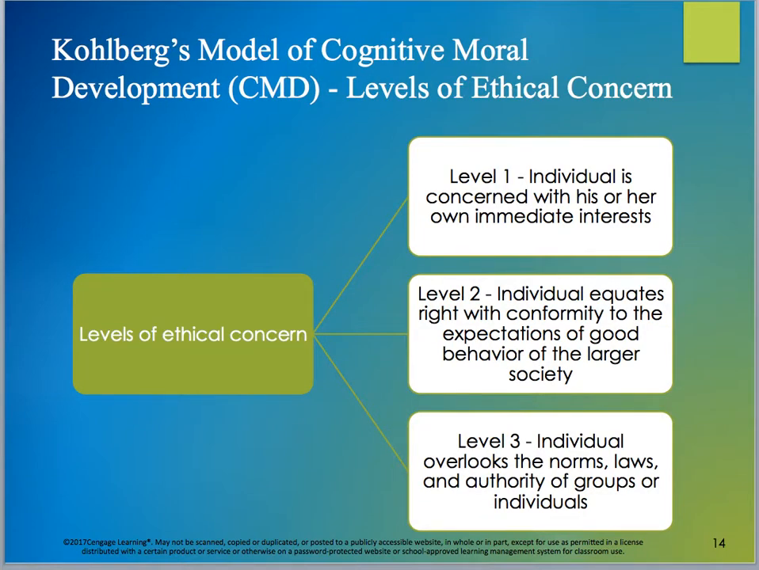Level 1 of our ethical concern is that the individual is concerned with their immediate interest, right? We always will think of self first. From there, we will equate the right with conformity to the expectations of good behavior for society as a whole. And then thirdly, we overlook the norms and laws and authority of groups or individuals. These are our three levels of concern that Kohlberg framed.